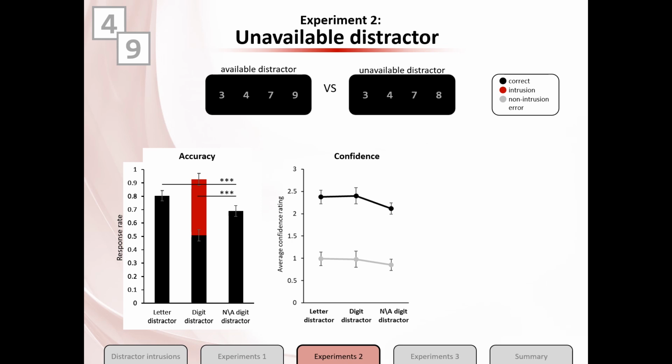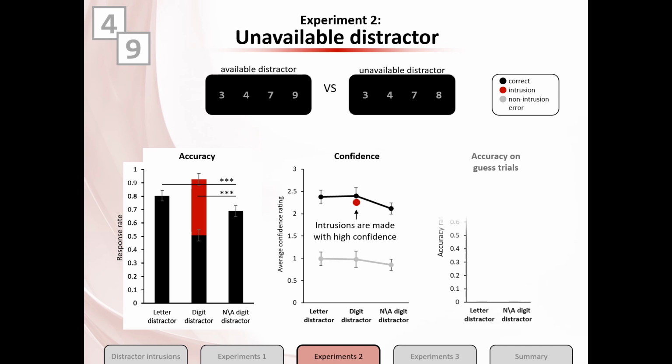Unsurprisingly, when participants were correct, they were fairly confident, and when they were making a guess, they were not very confident. And when they committed distractor intrusions, they were pretty confident. So distractor intrusions really are strong perceptual illusions. The last thing I want to show you from this experiment is accuracy on guess trials. So these are only trials where participants said that they were guessing. They gave a 0 confidence rating in their response.